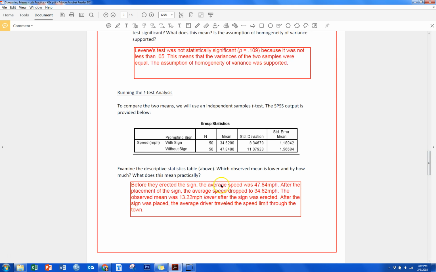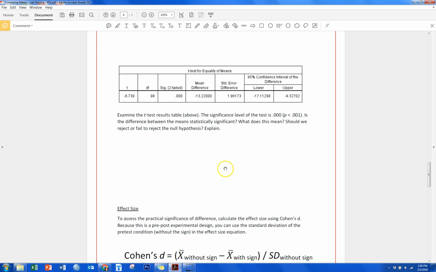So we always want to take a look at the descriptive statistics and think about what this means practically before we get into the significance test, looking at the p-values. Examine the t-test results above. The significance level of the test is 0.000, or p is less than 0.001. Is the difference between the means statistically significant? What does this mean? Should we reject or fail to reject the null hypothesis?